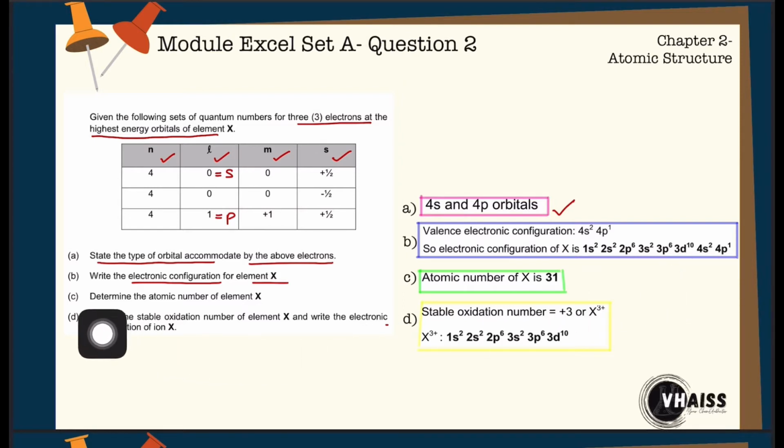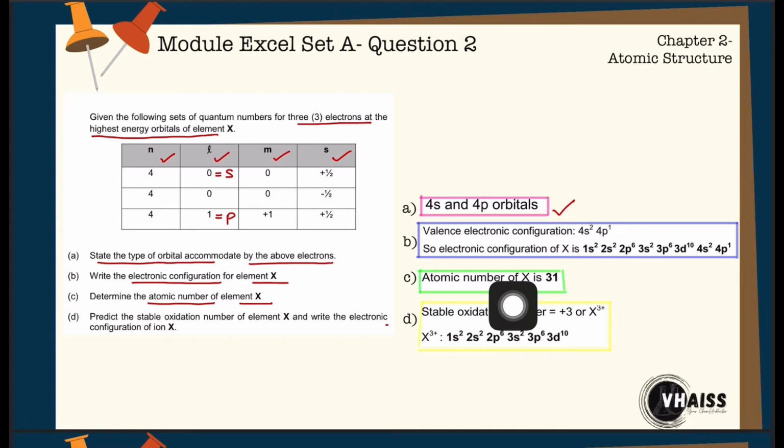Right. Now the next question is to determine the atomic number for element X. Atomic number is the proton number for element X, and since element X is neutral, it means that the total number of electrons equals the total number of protons. So all you have to do is add the number of electrons present, which is equivalent to 31, and that is your atomic number.